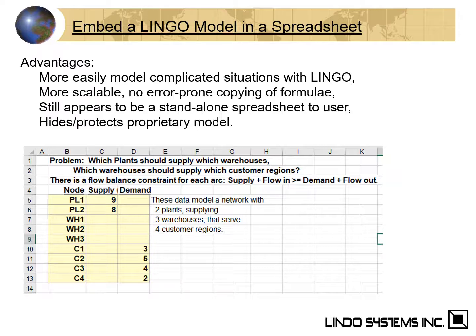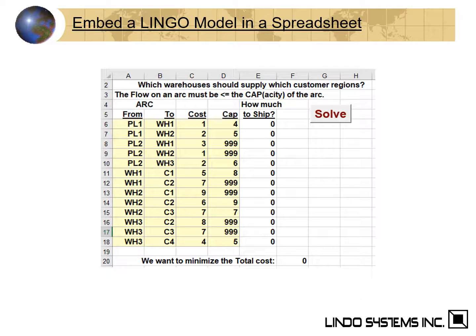And we have to worry about how to supply those customers. The other type of input data we have for this problem is the ARC data, and this shows in list form all of the possible shipments. So there's a possible shipment from plant 1 to warehouse 1. It has a cost of 1, and you can ship up to 4 units over that ARC.